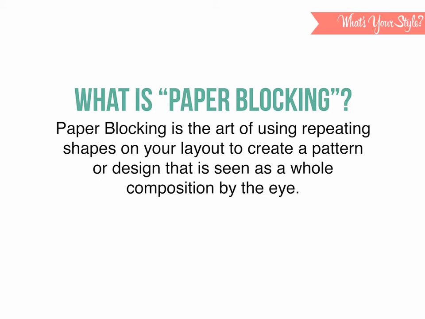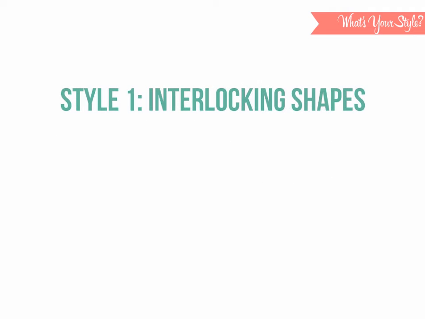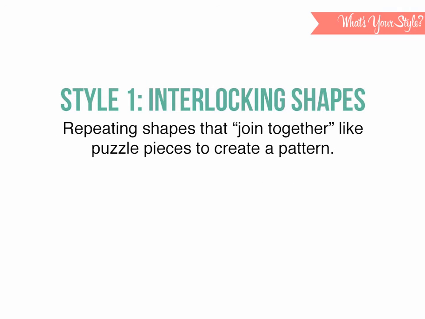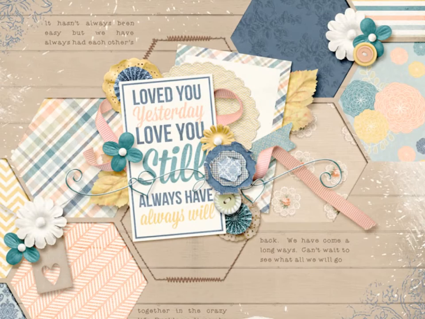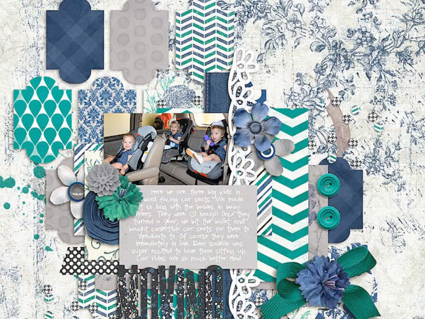Paper blocking can be done in a number of ways, and I'm going to be going over the 3 most popular today. The first style is to use interlocking shapes that repeat across the page and join together like a puzzle to create a pattern. We see this concept being demonstrated here with the hexagon shapes in this layout, and again here with the shapes in this layout. This is probably the most common paper blocking technique used because it creates the most obvious repetition, and as humans we love pattern because it's visually pleasing.